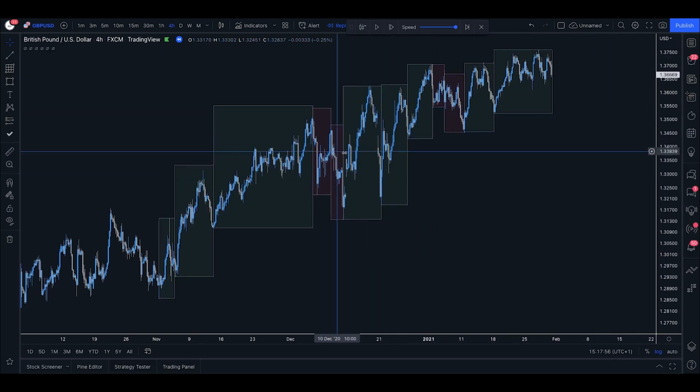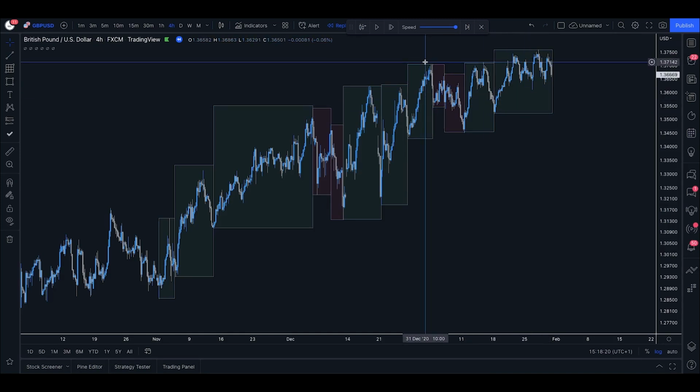So now we've gone into the substructure waves as well. You can see we had the impulse here, pullback, impulse, pullback, impulse. This is where we had a bit more of a dramatic pullback with those substructure breaks of structure. So we had an impulse down, and then we had the major swing impulse, pullback, impulse, pullback, impulse, pullback. Then once again, where the substructure broke down, and then impulse, pullback, impulse.